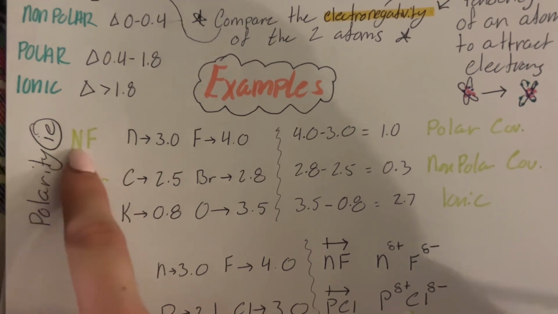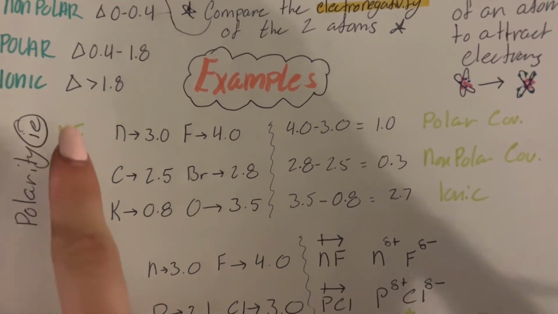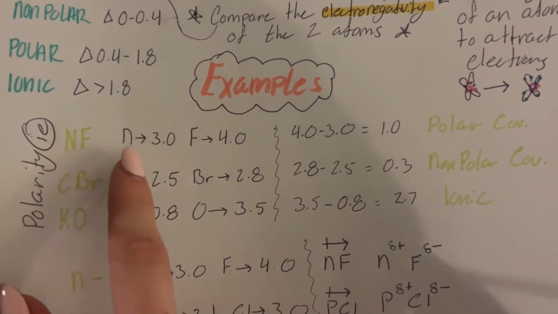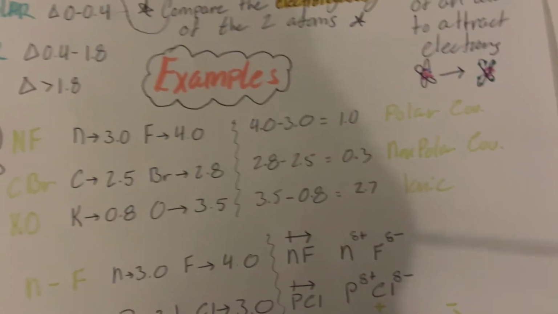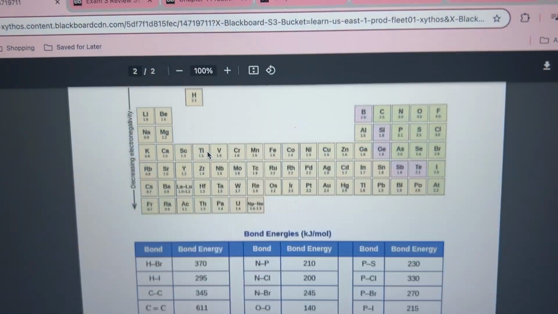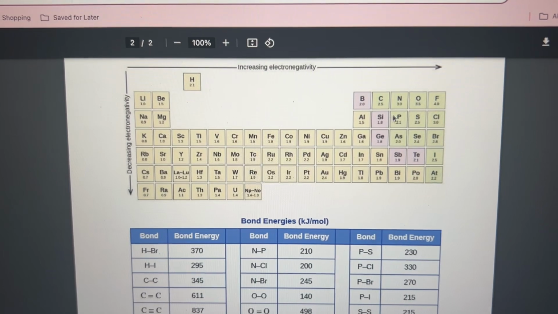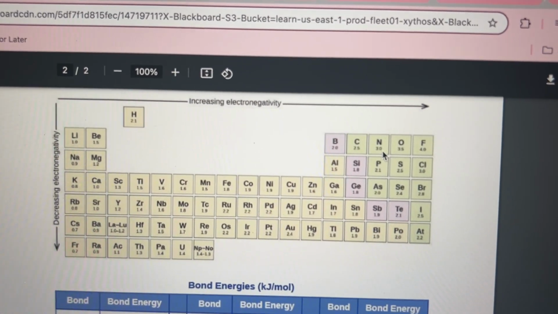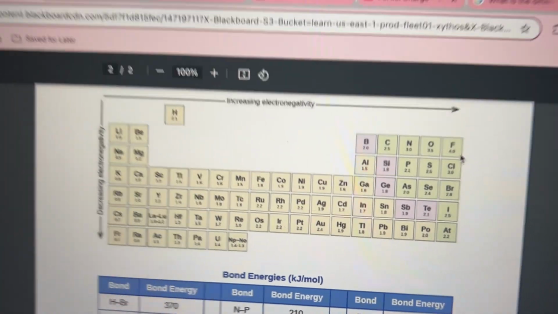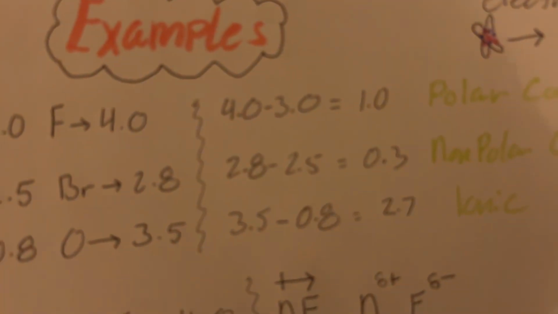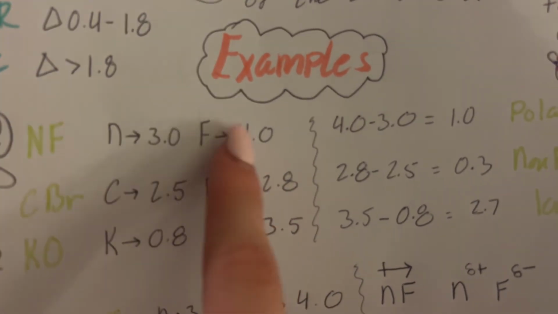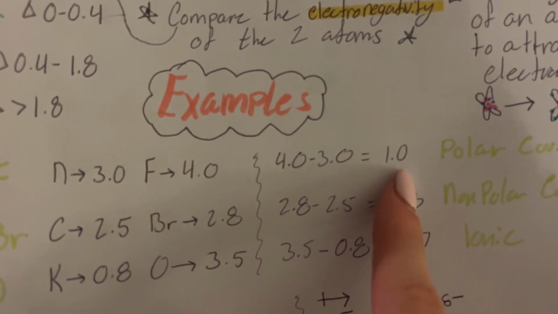Here's our compound: nitrogen and fluorine. He's going to give you a chart. This is the chart we're working with. Nitrogen, 3.0. Take my word for it. Fluorine, 4.0. That's what you're going to be given on the chart. You need to take the difference of them. So you're going to take F minus N. F minus N gives you 1.0.